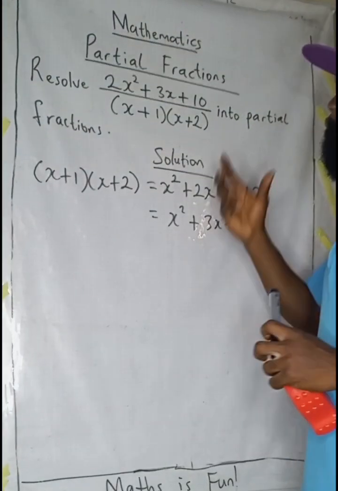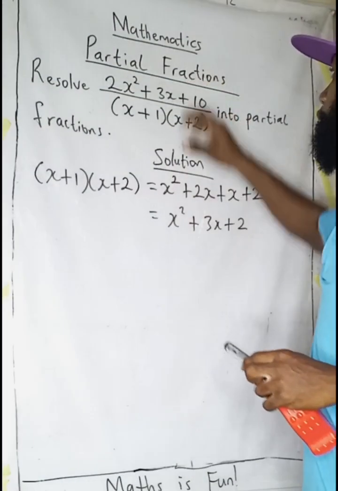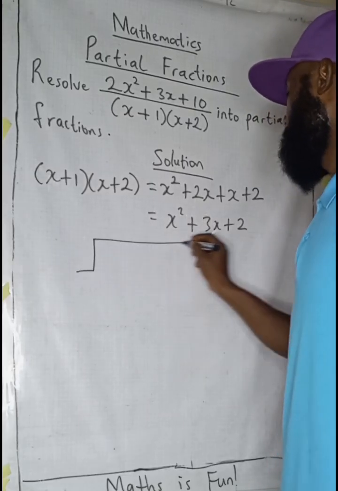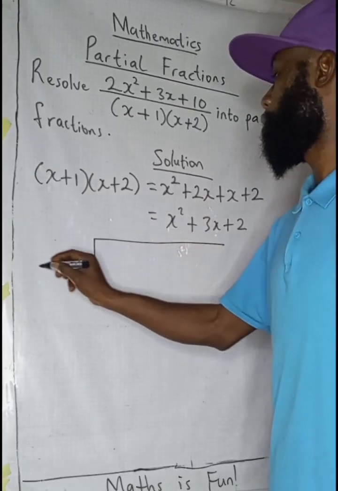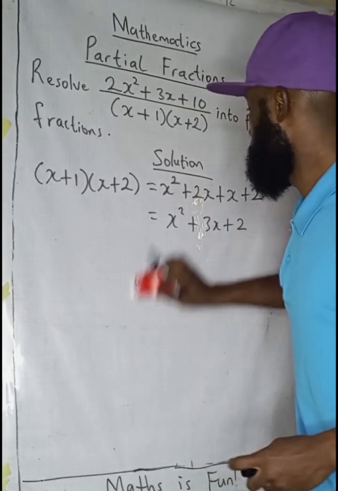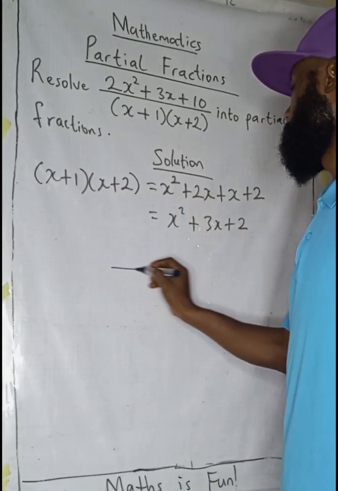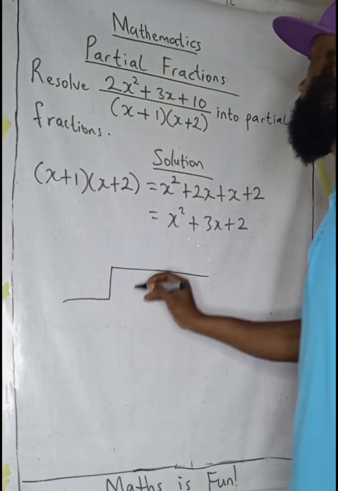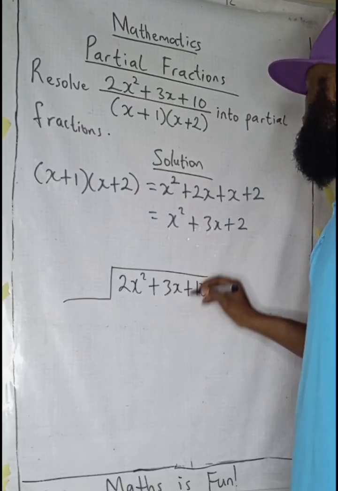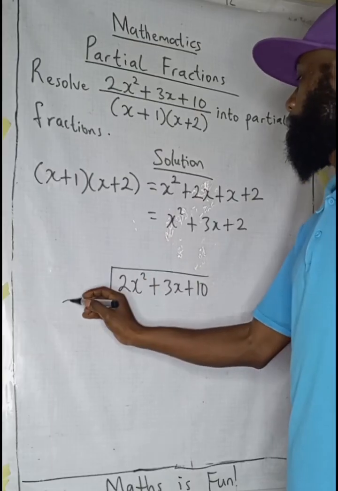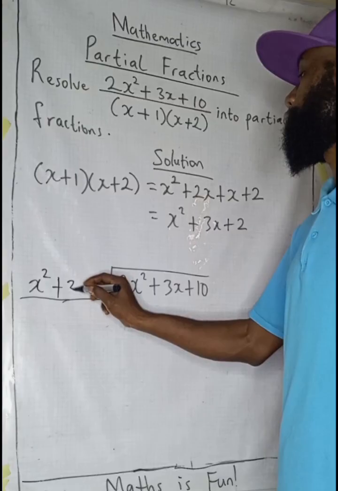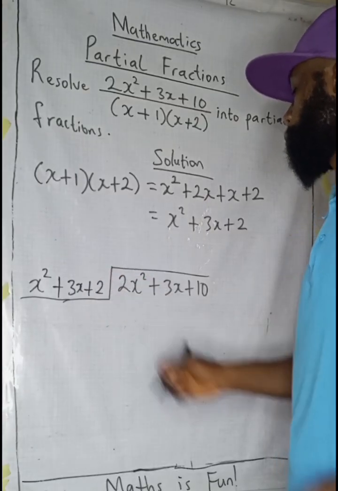So we are going to have a proper fraction from here. So what do we do? We apply long division to have a proper fraction. Let me bring it down a bit so we can have space for the quotient. We are going to have 2x squared plus 3x plus 10, and here will be x squared plus 3x plus 2.